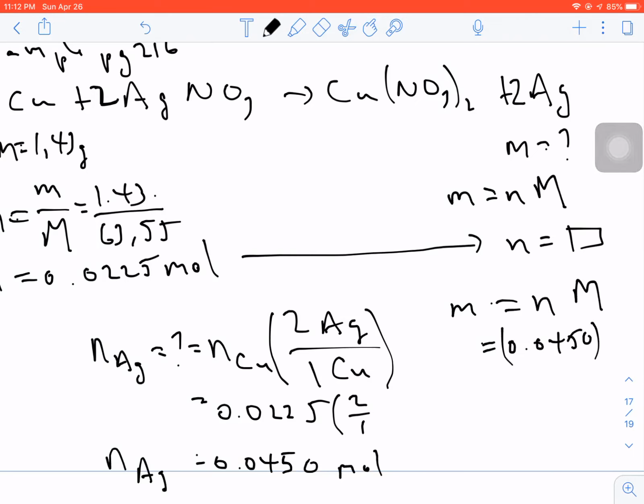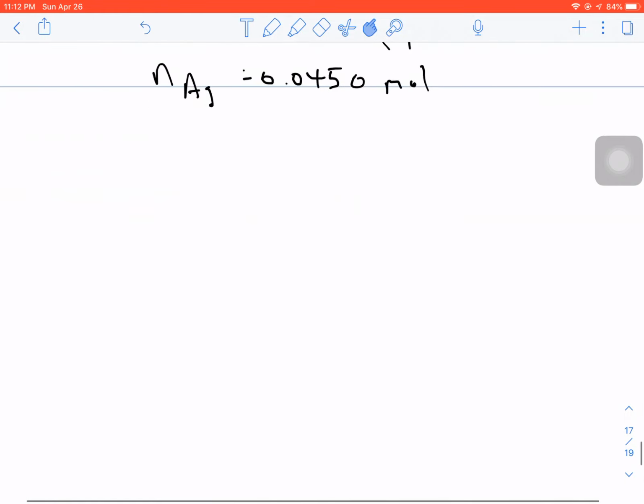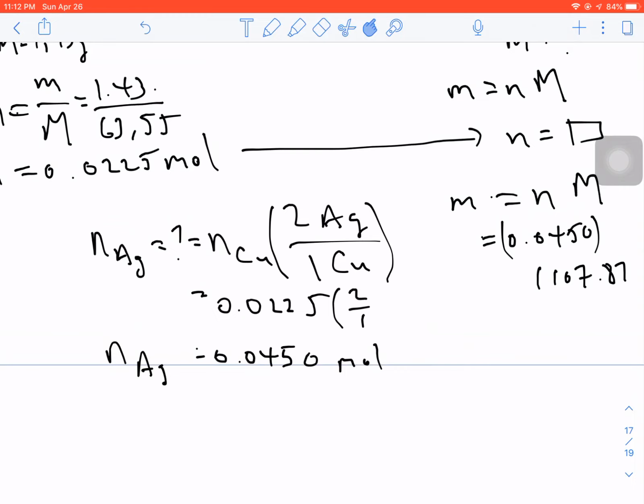Times the molar mass for silver. Now, notice this is 2 silvers up here, right? I want the molar mass, the mass of 1 mole of silver, which on my periodic table is 107.87. I've run out of space on my screen. Whoops. Oh, darn it. 107.87. And I'm going to get a final answer, which is 4.85 grams.